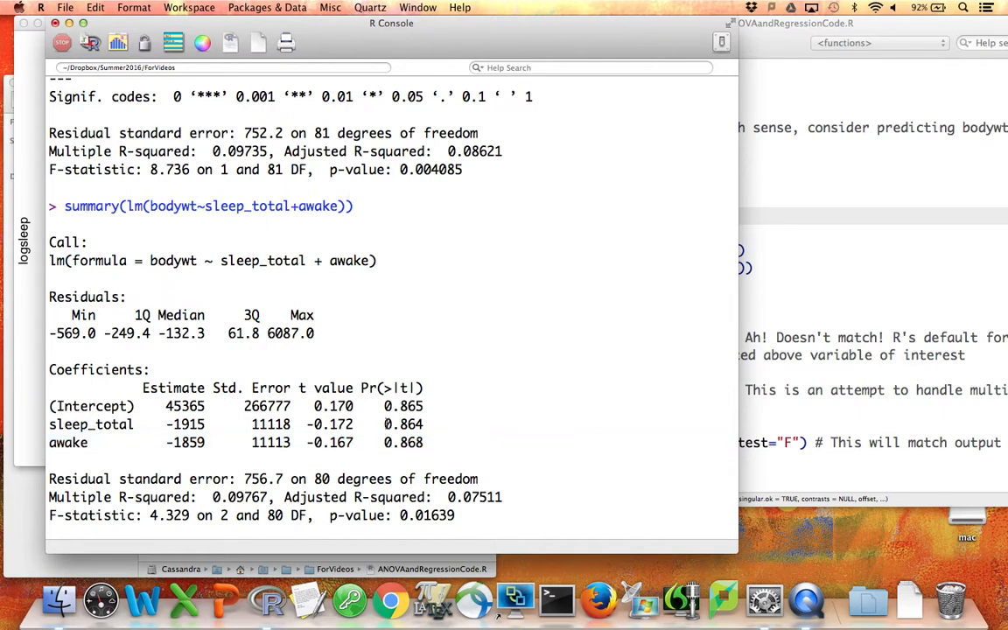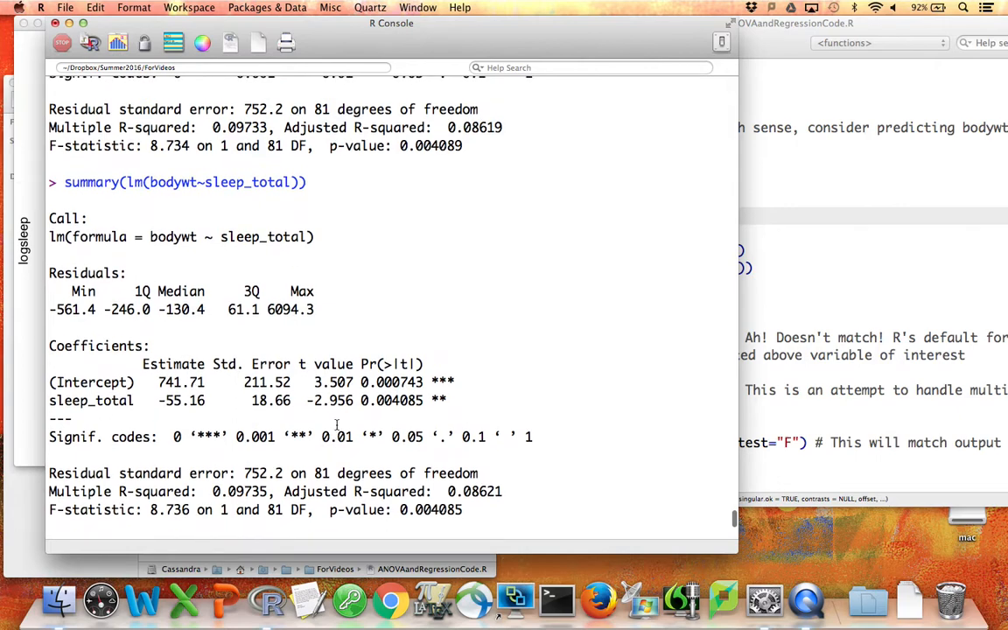But neither one of the tests shown in these rows is reflecting a model that excludes both sleep total and awake. Both of these are tests for what would happen when you have one of these predictors as opposed to both. This test here is looking at whether it's important to have some information about how much time you spend asleep and awake as opposed to none.